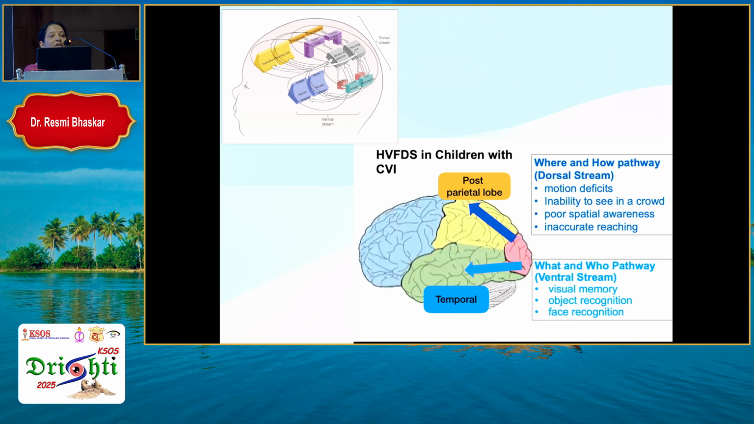So what is higher function visual deficit? From the occipital lobe to the posterior parietal lobe goes the dorsal stream. When anything happens in this stream, it results in motion deficit, inability to see in a crowd, poor spatial awareness, and inaccurate reading. And the ventral stream, which connects the occipital lobe to the temporal lobe, is involved in visual memory, face, and object recognition.